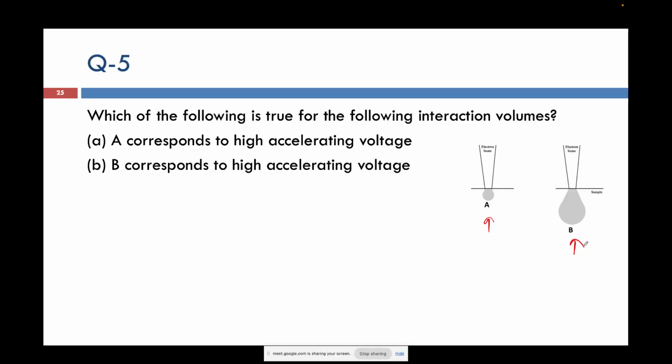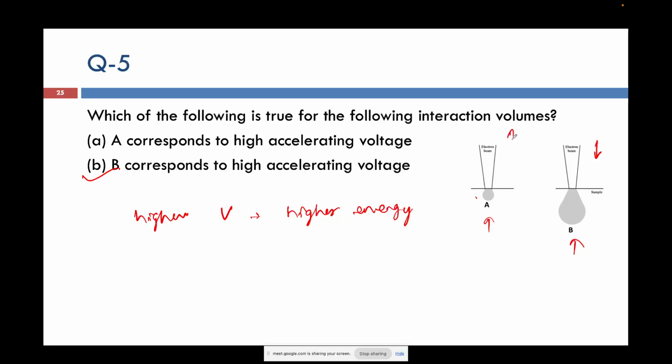Question number 5. D. That means B corresponds to high accelerating voltage. Yes, that is the correct answer. The higher your accelerating voltage, taking it as B, the much higher energy for the same material. If it is coming with higher energy, then there is a chance that the interaction volume will be much higher as compared to this case.